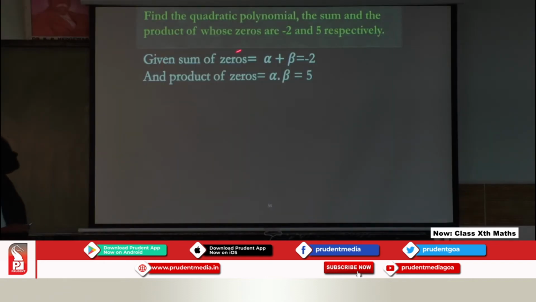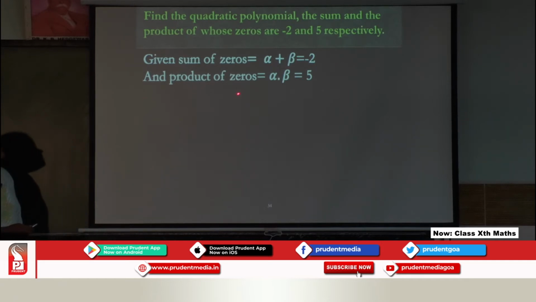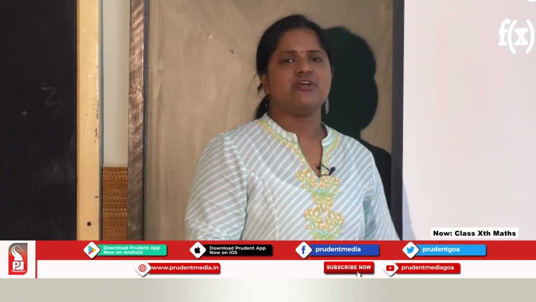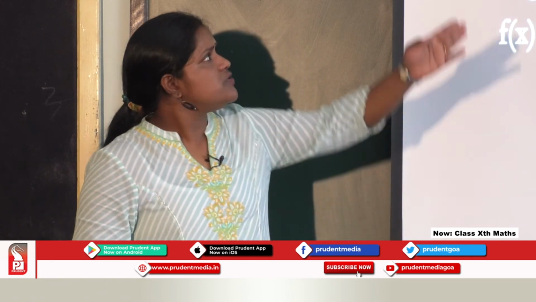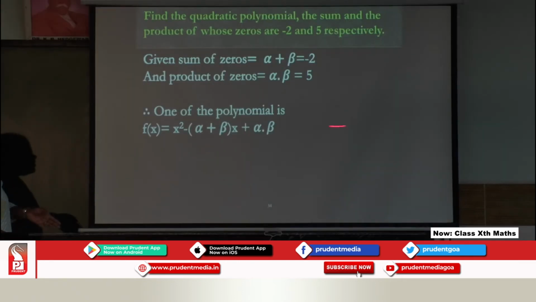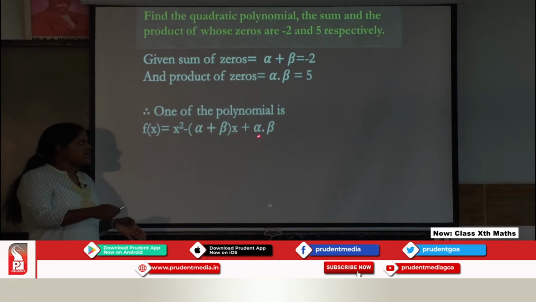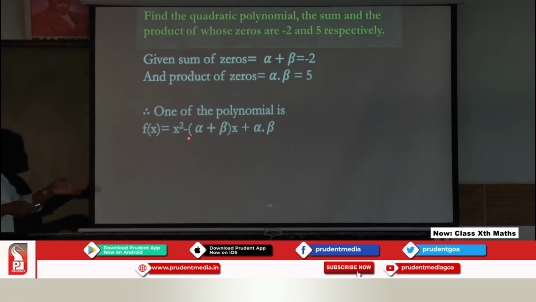So, it is given here sum as alpha plus beta, negative 2, and product of zeros as alpha multiplied by beta, that is 5. So, we know that it is always one of the polynomials, because we can frame n number of quadratic polynomials using this sum and product of zeros. So, one of the polynomials is f of x is equal to x square minus (alpha plus beta) x plus alpha into beta. This is a formula which I have just written here again.